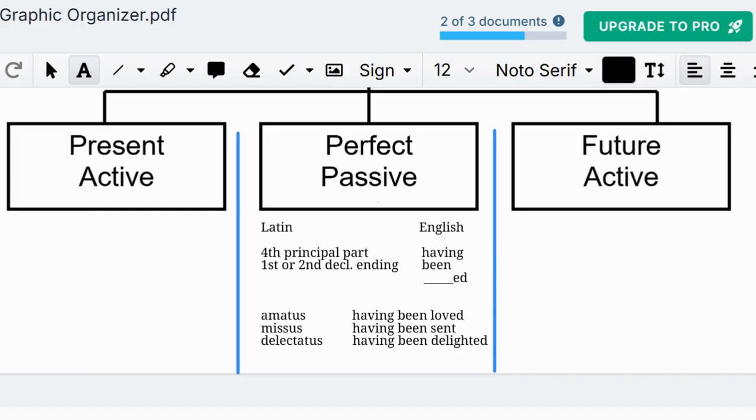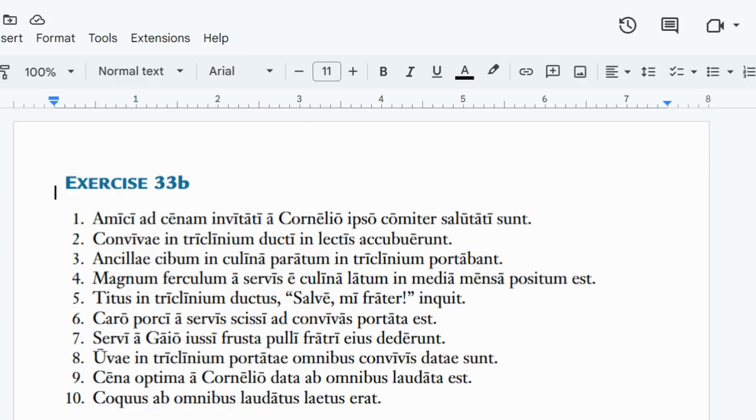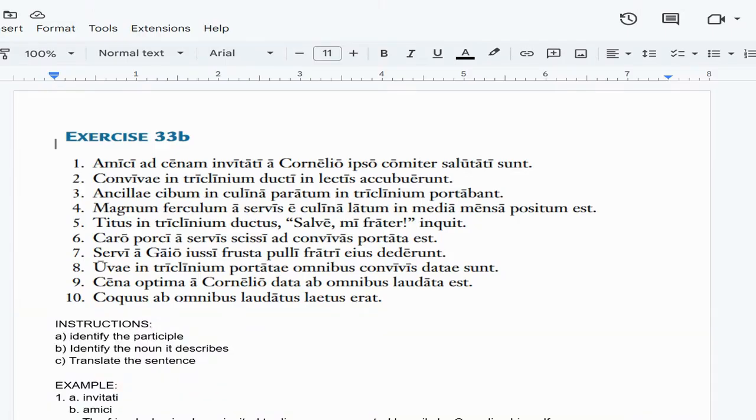What you'll notice in exercise 33B is that you have a series of sentences that you can kernel just like you would kernel any Latin sentence, but each of these also has a participle in it. It has a perfect passive participle. These are very hard to recognize in a Latin sentence in the wild. Okay, so this is going to be difficult even when you know you're looking for it.